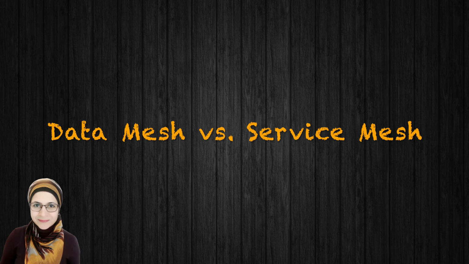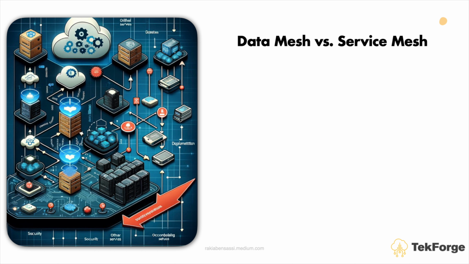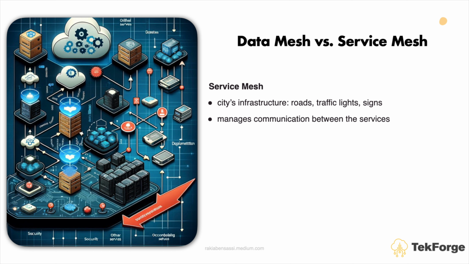Data mesh versus a service mesh. While both data mesh and service mesh operate within the same microservices city, they serve different purposes. The service mesh is like the city's infrastructure, roads, traffic lights, and signs. It manages communication between all the different services or buildings and ensures messages travel smoothly, securely, and efficiently across the city.